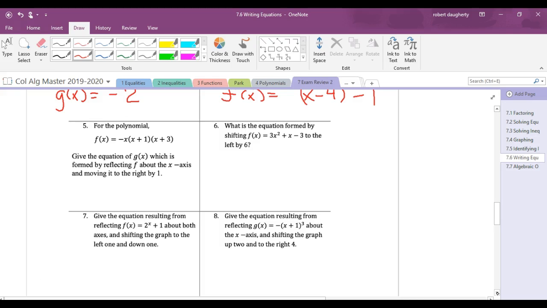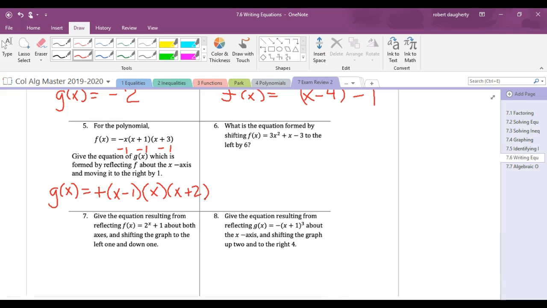Give the polynomial g of x, which is formed by reflecting this polynomial f about the x-axis and moving it to the right by 1. So g of x equal negative, okay? To move something to the right by 1, that just means I have to do a minus 1 in every one of those terms. And let me back up. This already has a negative sign in front of it, so to reflect this about the axis, it's going to have a positive sign. And then I'm going to have x minus 1, and then it looks like I'm going to have x and x plus 2. Okay, remember, subtracting 1 moves it to the right.